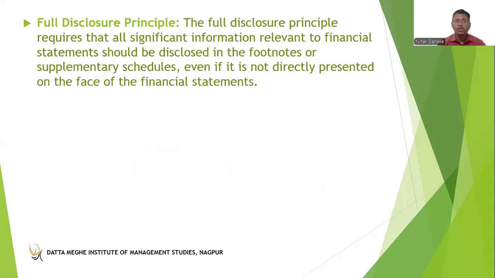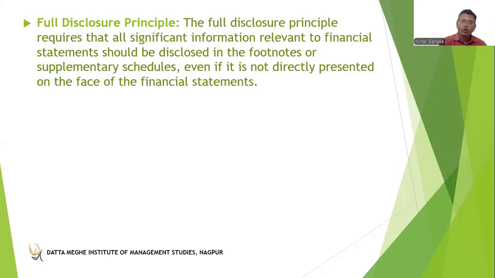The next principle, full disclosure principle. What is meant by full disclosure principle? In full disclosure principle, you have to provide each and every piece of information to the stakeholders of your business. Means what does the full disclosure principle say? It requires that all significant information relevant to the financial statement should be disclosed in the footnotes or supplementary schedules. Supplementary schedules or footnotes mean what? If there is no particular space related to a particular item in your books of accounts, so you have to provide the proper information about that particular item.